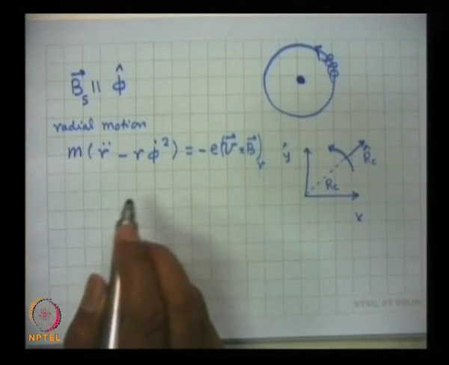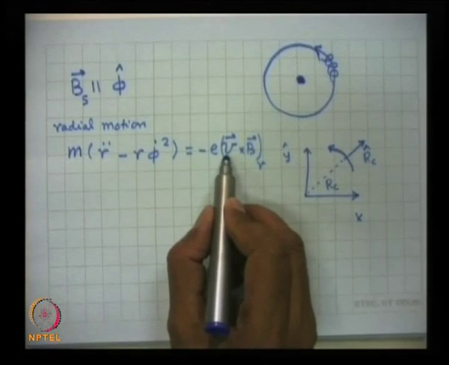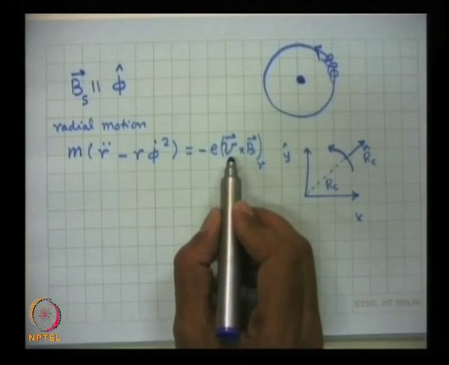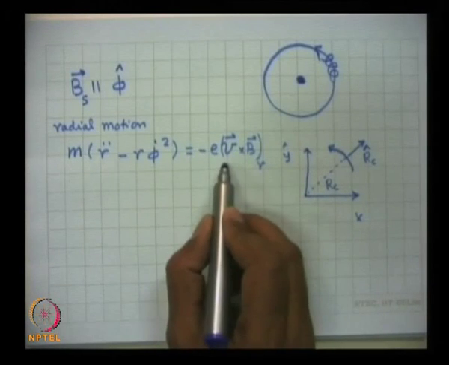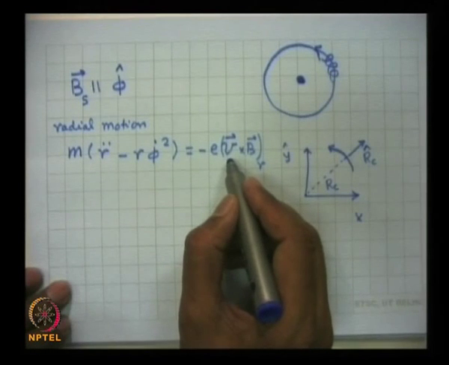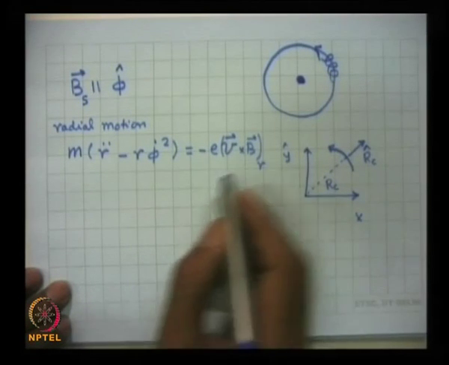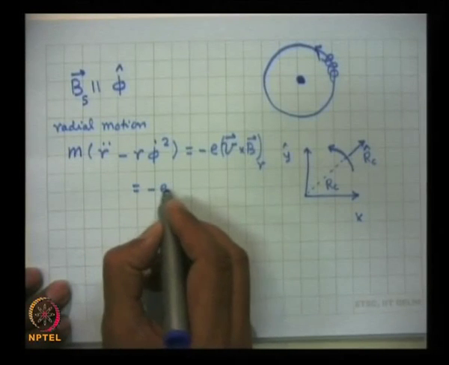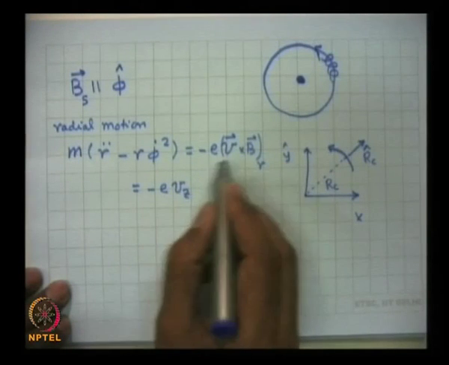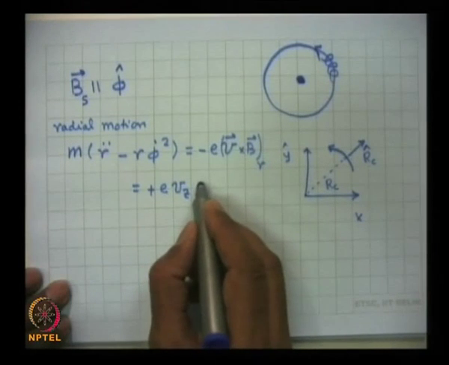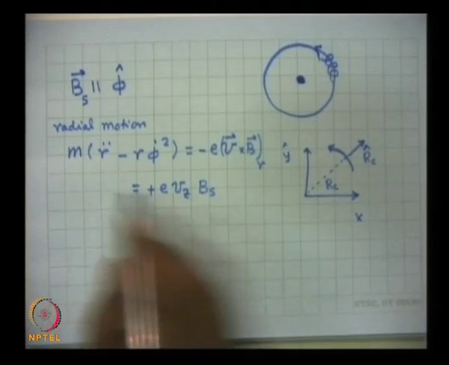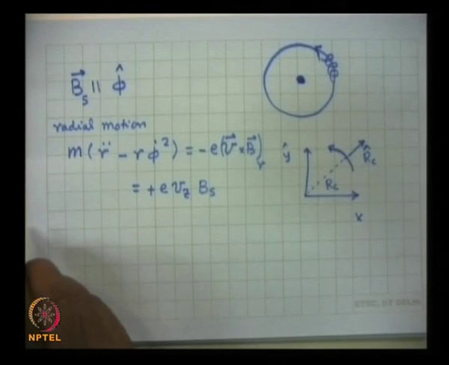I must write down the radial component of this force. Let me write down this. B is in the phi direction. V has radial, azimuthal and z components. So I want the radial component, then I should use here V phi or V z. And when you multiply this, this turns out to be equal to minus E, and this will give you V z and V phi with a sign positive. So this is what you get for the radial equation of motion.